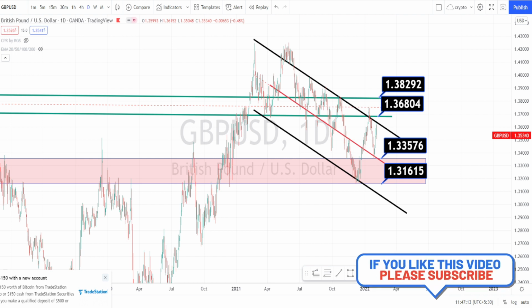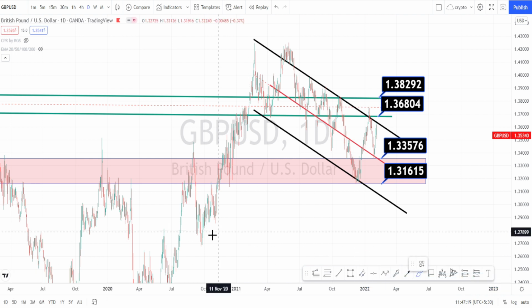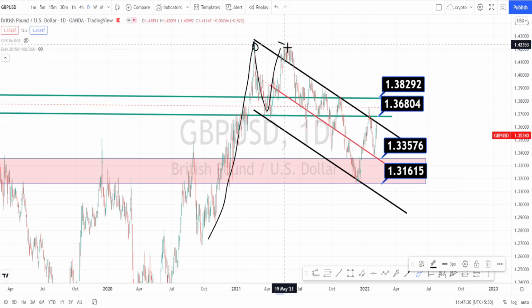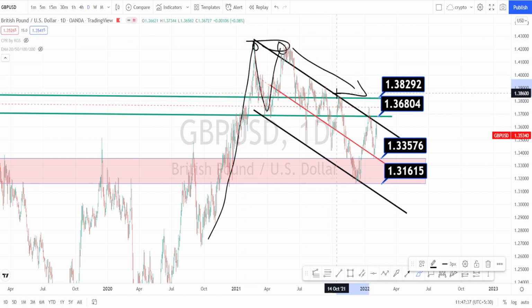When we look at the price action in daily time frame, we already know that the price action was in a very nice bullish trend and took resistance at the level of 1.42 and formed a double top pattern, which means it retested the previous high also, and it couldn't break this previous high, and the price action currently is in a very nice bearish trend.